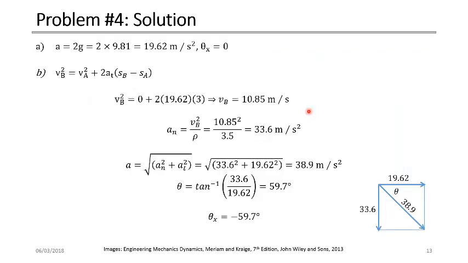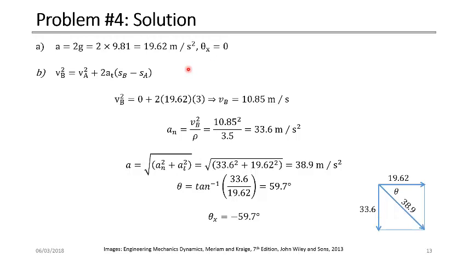So the first part asks us to find the direction and the magnitude of the total acceleration before it reaches point B. Obviously, between point A and point B the acceleration is constant, and this was explicitly given in the problem. It says that the acceleration is equal to 2g, so it's 2 multiplied by 9.81, which is 19.62 meters per second squared. And because it's horizontal, the angle here is 0. So the total acceleration is 19.62, and the angle is 0. This is between point A and point B.